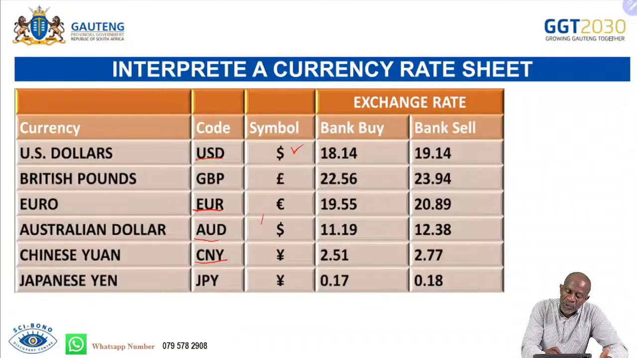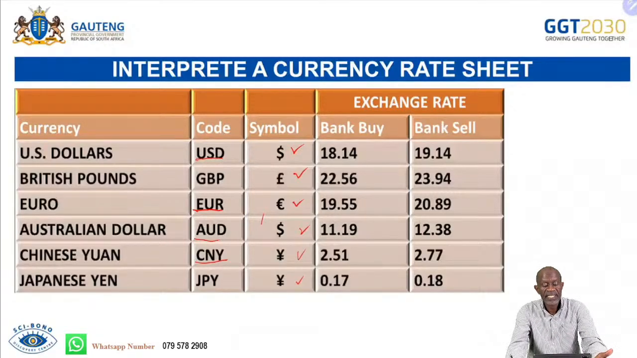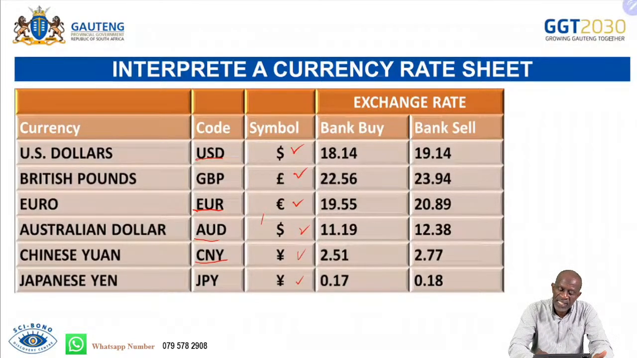This one is for the US dollar, this one for the British pound, I'm sorry, and this one for the euro, this one for the Australian dollar, and this one and this one for the Chinese yuan and Japanese yen, respectively. Now, the exchange rate, as you can see, the bank would buy foreign currency, in particular the rand.